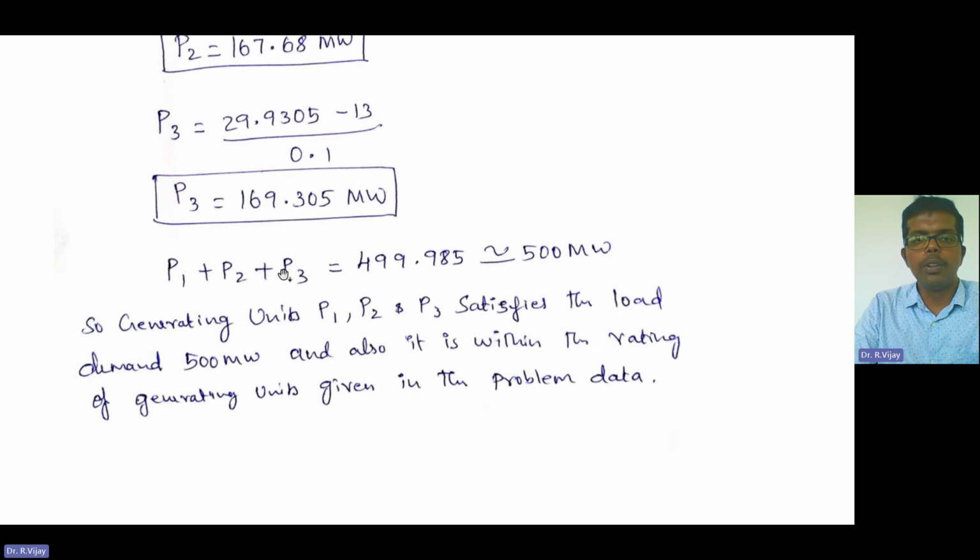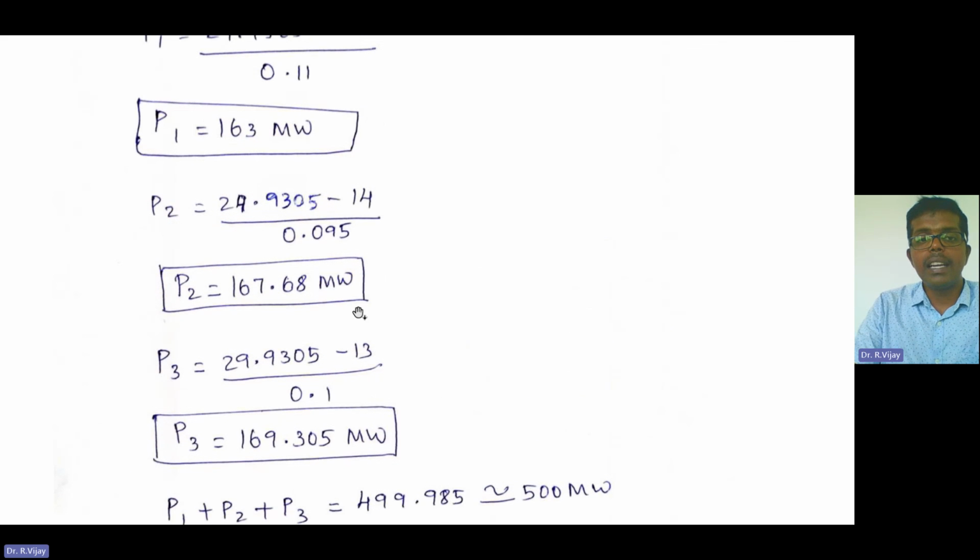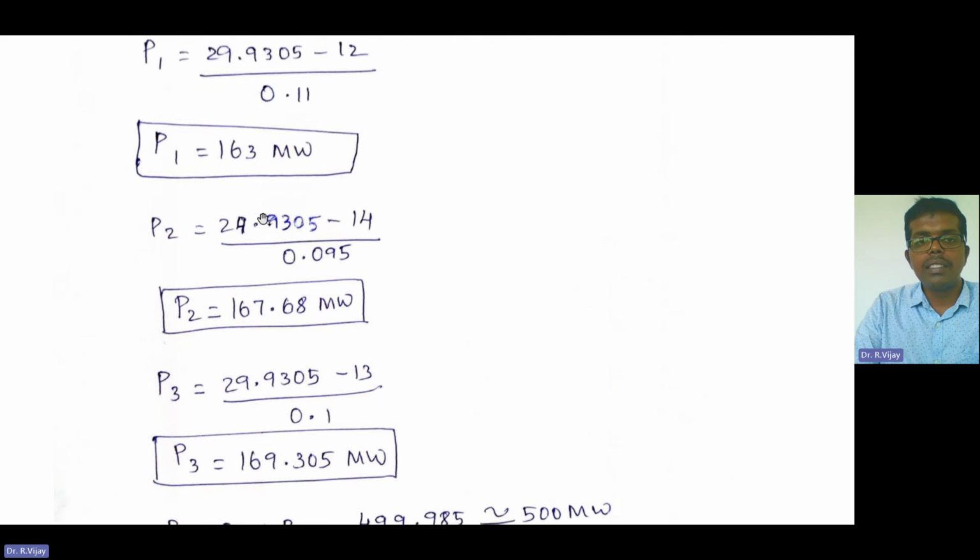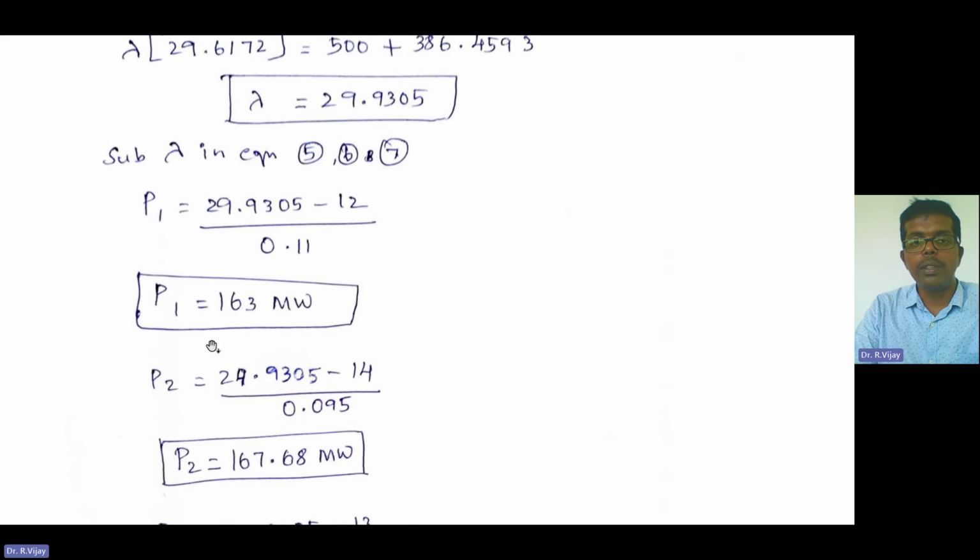Now we need to check whether it is satisfying the demand. So P1 plus P2 plus P3 is approximately equal to 499.985, that is approximately equal to 500 megawatt. So generating units P1, P2, P3 satisfy the load demand of 500 megawatt, and also it is within the rating of the generating units given in the problem data. Already the rating of the generating units is mentioned; that also you need to check.